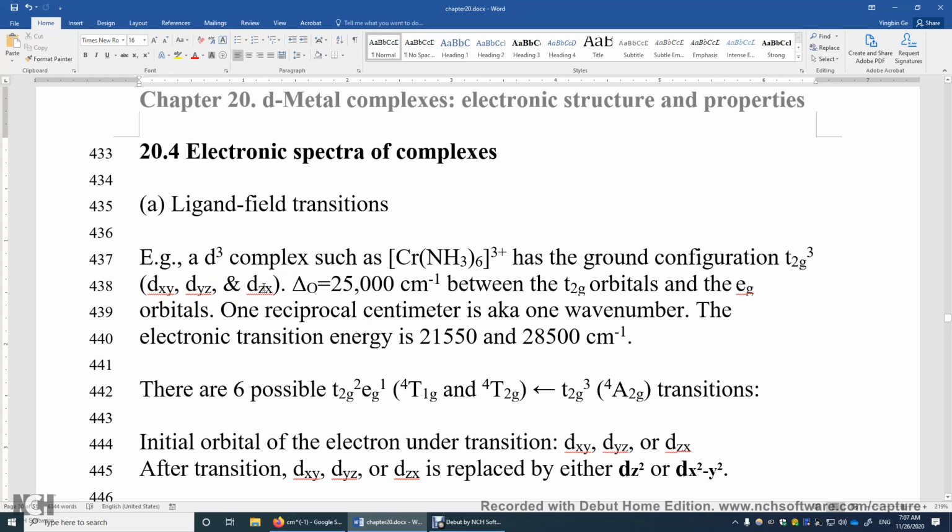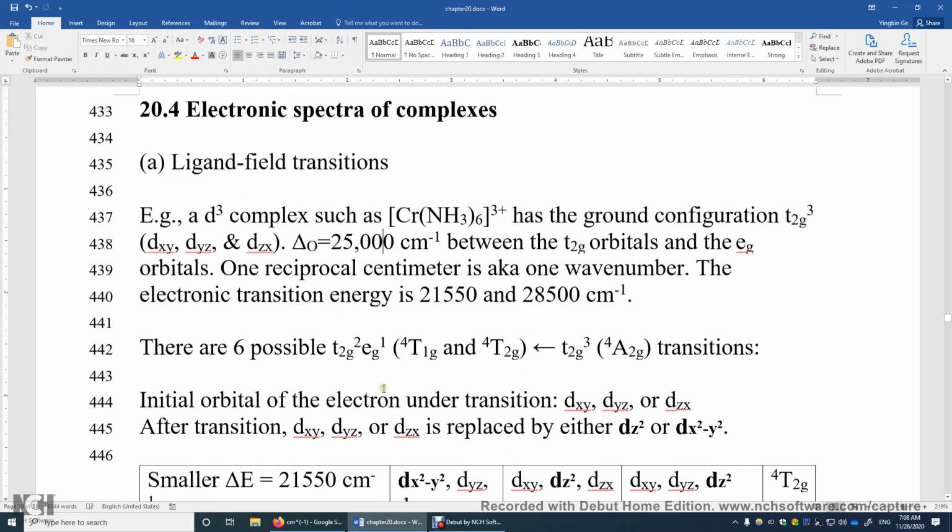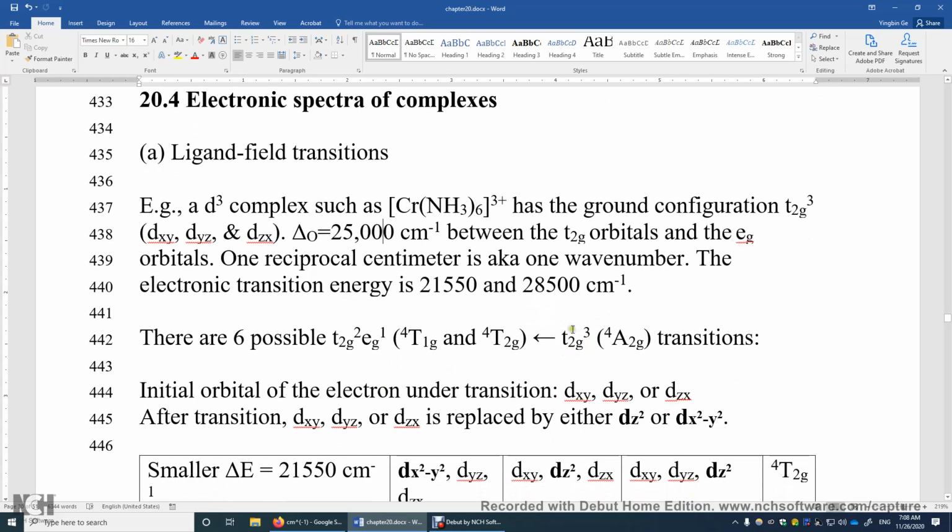3 options. And after you promote this electron, you need to put it in one of the 2 eg orbitals, right? dz squared or dx squared minus y squared. So you have 2 options for the destination of the promoted electron. That's why there are a total of 6 possible transitions. This is the initial state. We have 3 electrons, each in one of the 3 t2g orbitals.